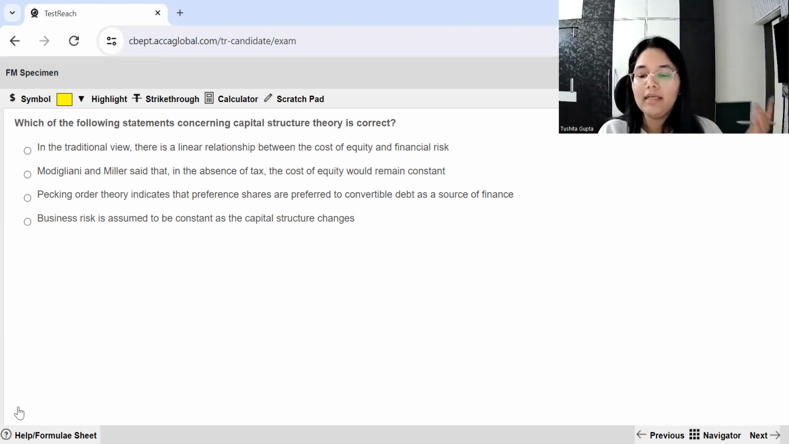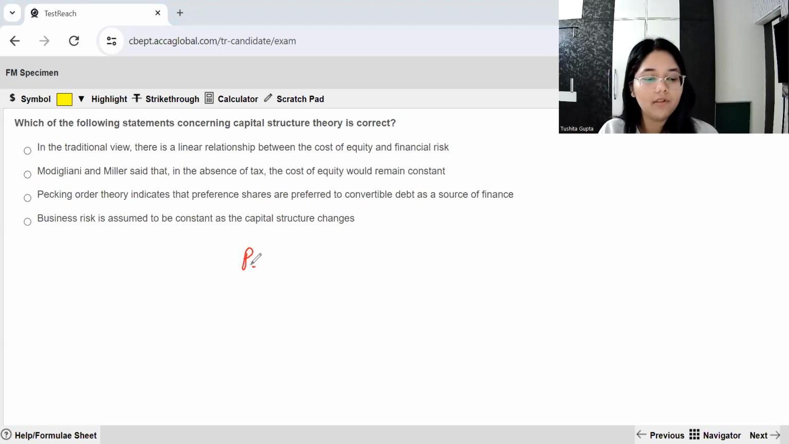The rise in the cost of equity and the rise in your gearing will never impact your WACC, because these will equally offset each other totally, completely, so that there will be no impact on the WACC. Moving on to the pecking order theory. So this statement says that pecking order theory indicates that preference shares are preferred to convertible debt as a source of finance.